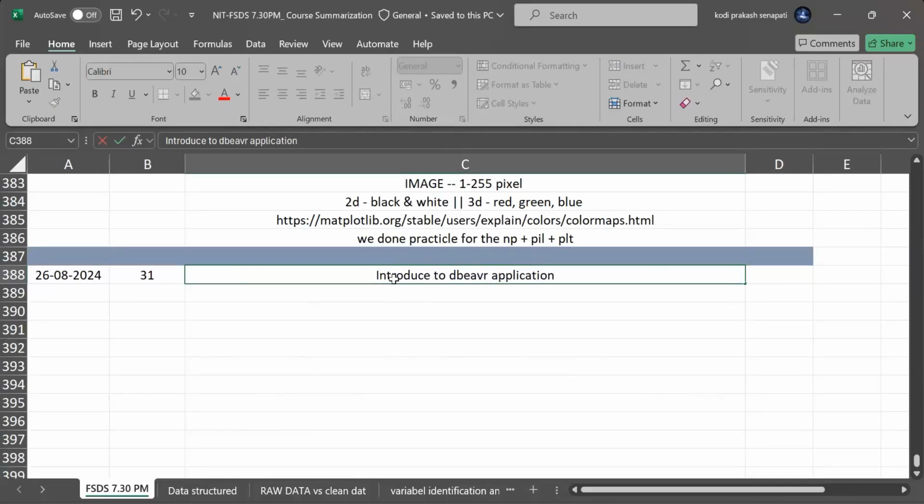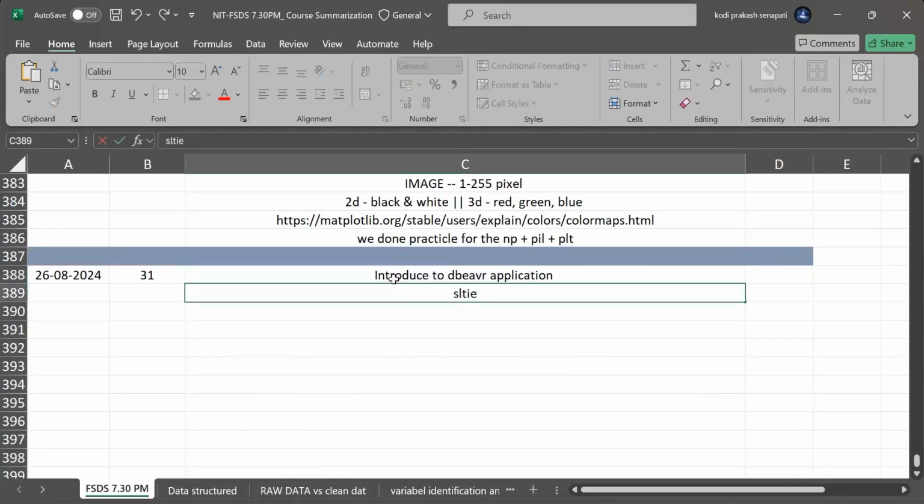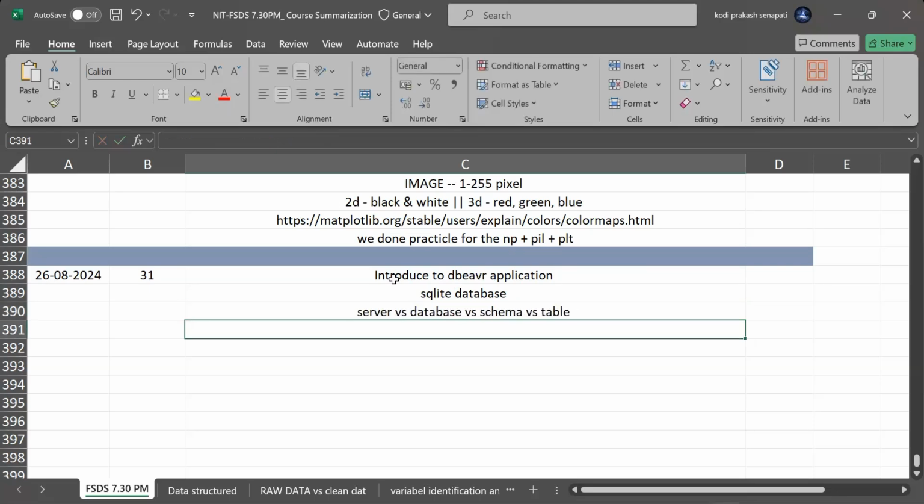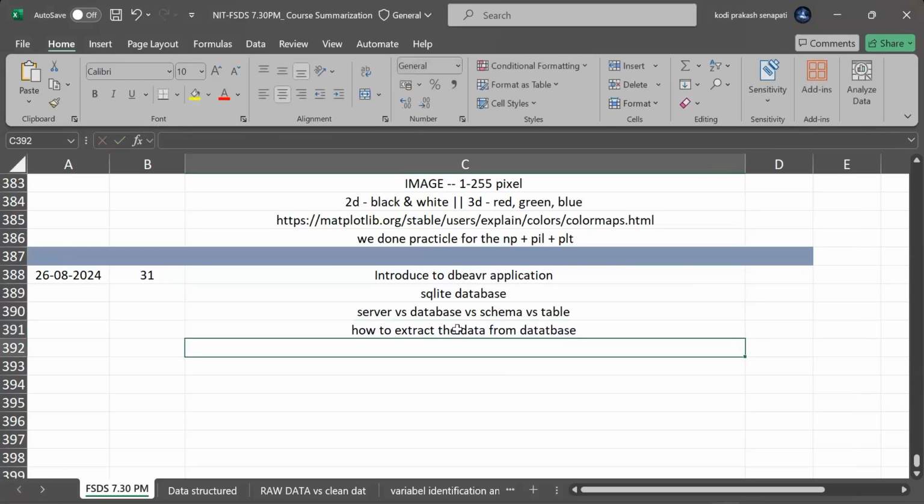Application and SQLite database, and what is server versus database versus schema versus tables, right guys? We did this one. And also we did the practical, like how to extract the data from database also. We did this. Okay.